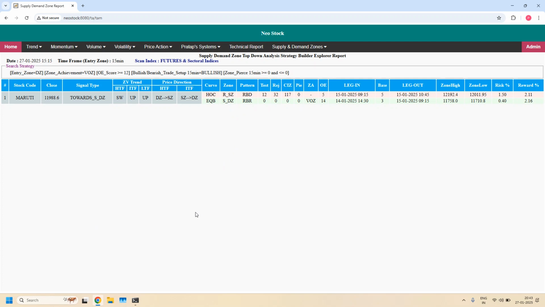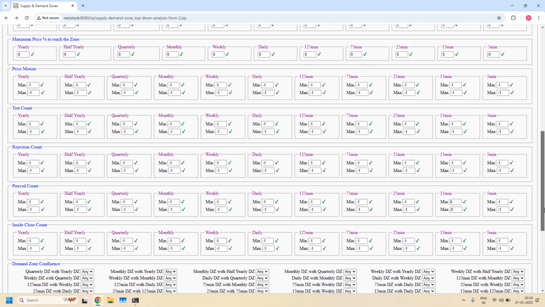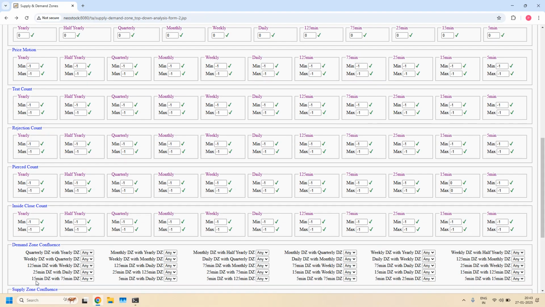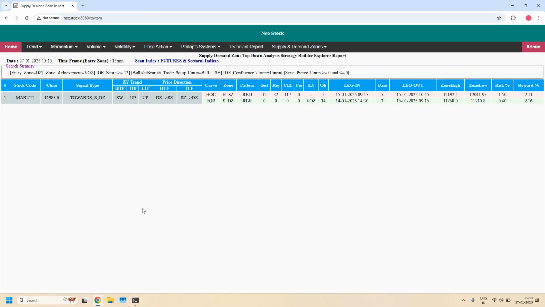15 minutes demand zone. Let's verify whether this 15 minutes demand zone is having any further high probability based on zone confluence. So in the LTF, ITF demand zone confluence, checking 15 minutes demand zone with 75 minutes demand zone confluence. With this filter, this is filtered. Let's check this 15 minutes demand zone, because the 75 minutes trend is uptrend.